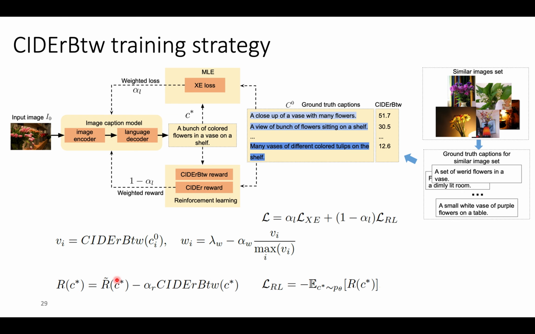Finally, when performing reinforcement learning, our CIDEr between can also be used as a part of the reward related to distinctiveness. A generated caption C* with higher distinctiveness, which is measured by CIDEr between value, and higher quality, which is measured by CIDEr, will get a higher reward.